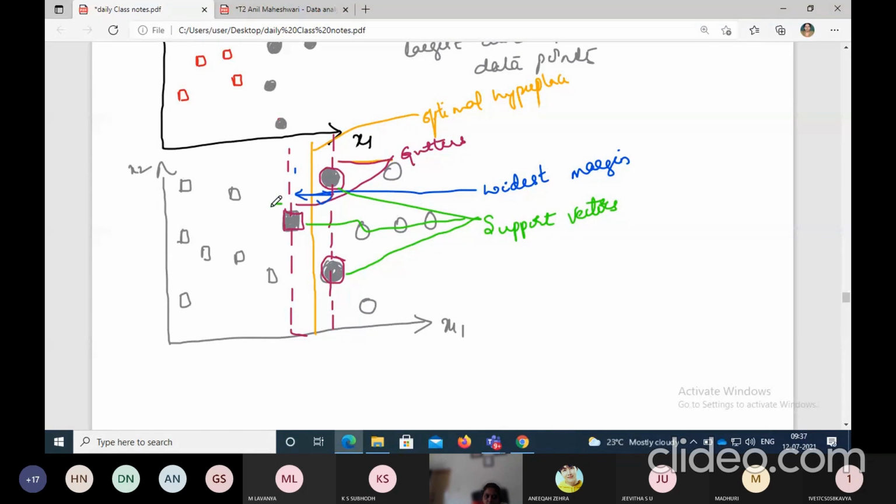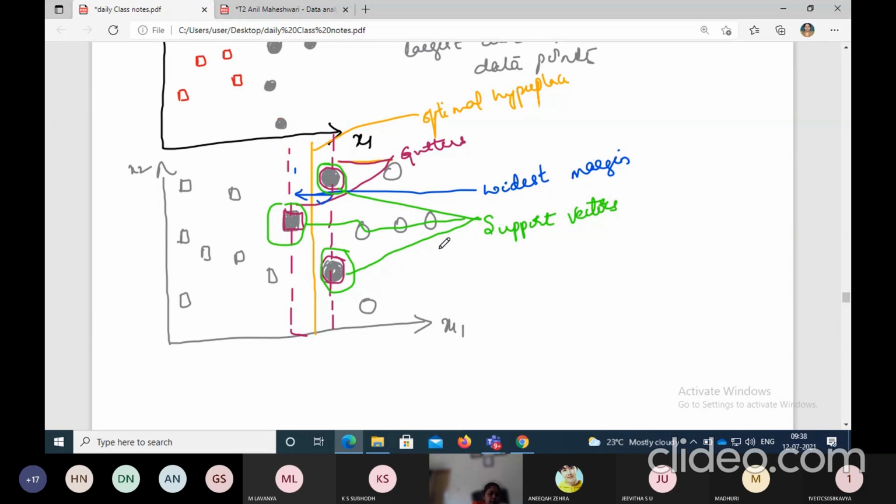So this is very much relevant. This is one relevant point, one relevant circle. This is another circle as a relevant point, which is helping us make the better classification for the data set. Okay.